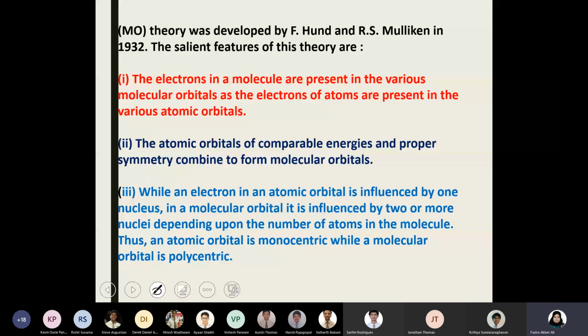These two scientists put forward a concept in 1932, which says that just as in the case of an atom we defined an atomic orbital, similarly for a molecule there are certain areas of space where the probability of finding the electron is maximum around the nuclei of a molecule, known as a molecular orbital. That is the major difference you need to understand, the difference between atomic orbital and molecular orbital.